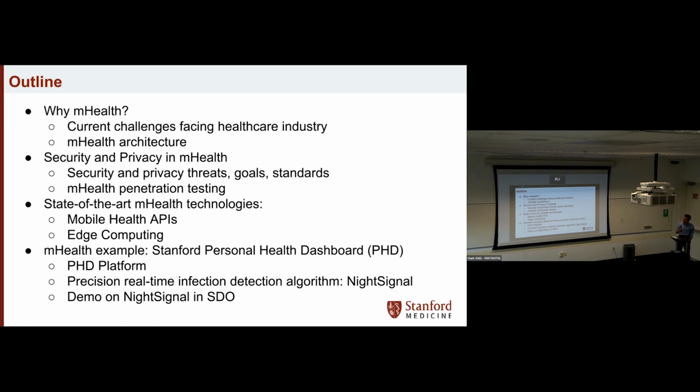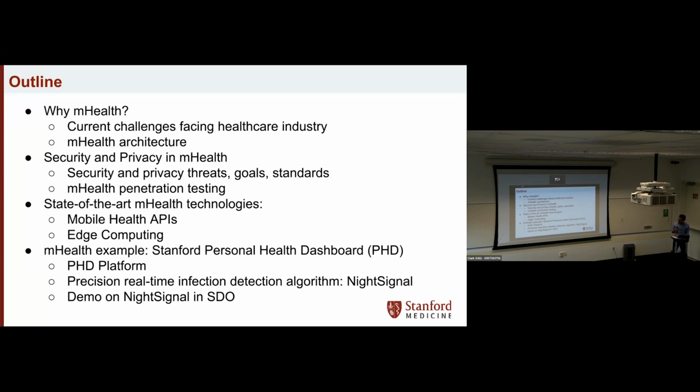We'll go over the mHealth architecture and then we'll talk about security and privacy in mHealth because that's one of the fundamental things when you deal with medical applications. And we'll talk about security threats, goals, and standards, and solutions, and then we'll talk about penetration testing on mHealth apps because that's where you're dealing with a lot of mobile applications. And then we'll talk about the state of the art technologies. We'll give you two examples: mobile health APIs and edge computing.